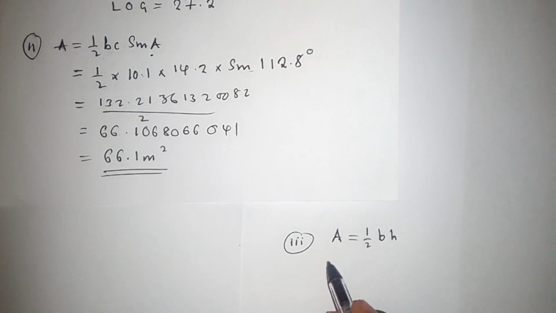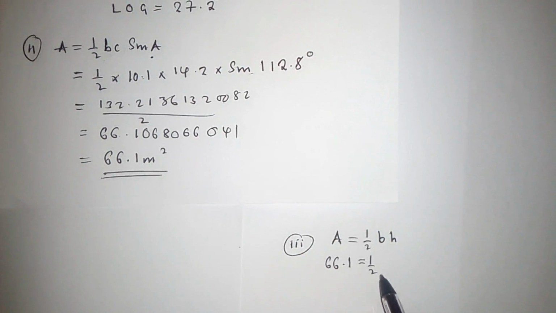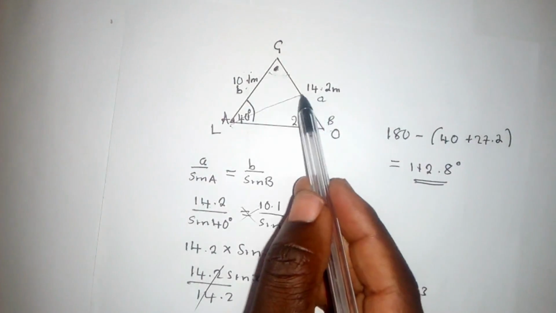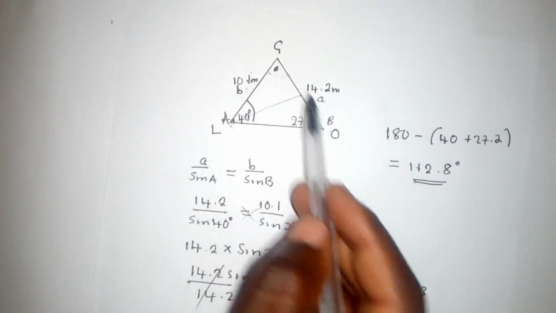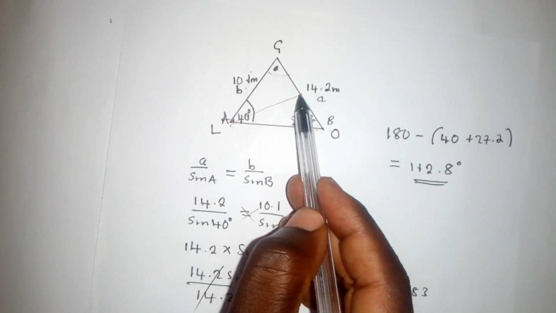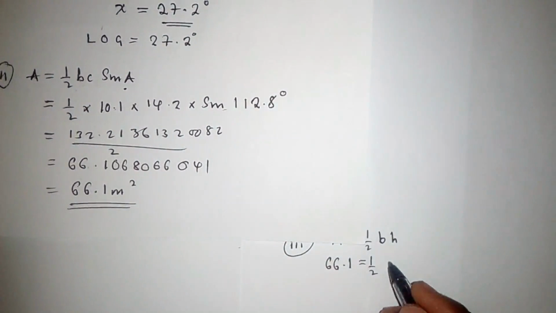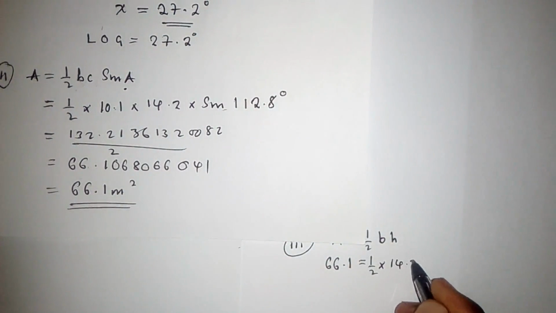So on area here, we'll put the area we found, which is this one, is equal to 1/2, and then the base we'll put the length which is joined by these two here, because it's like this. So here, which is 14.2, so times 14.2 times h. So we solve for h.